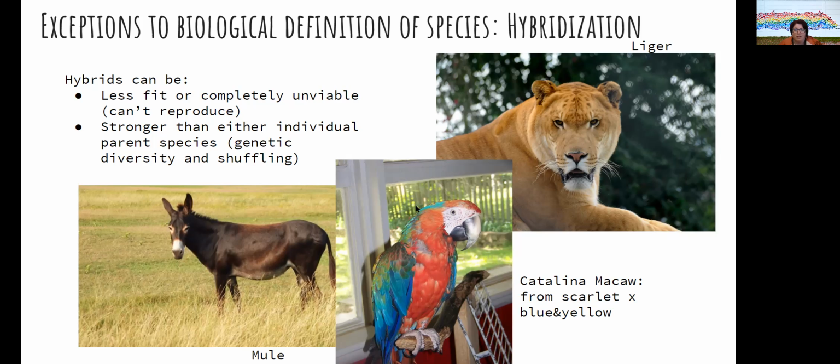One of the ones that you might recognize, this very popular, very beautiful macaw, is actually the result of a cross from a scarlet and a blue and yellow. So those are two different species. So it is a hybrid. A liger is another example. The ligers are much larger than the tigers and the lions that they come from. So they tend to be much bigger. So they kind of fit in that second category.